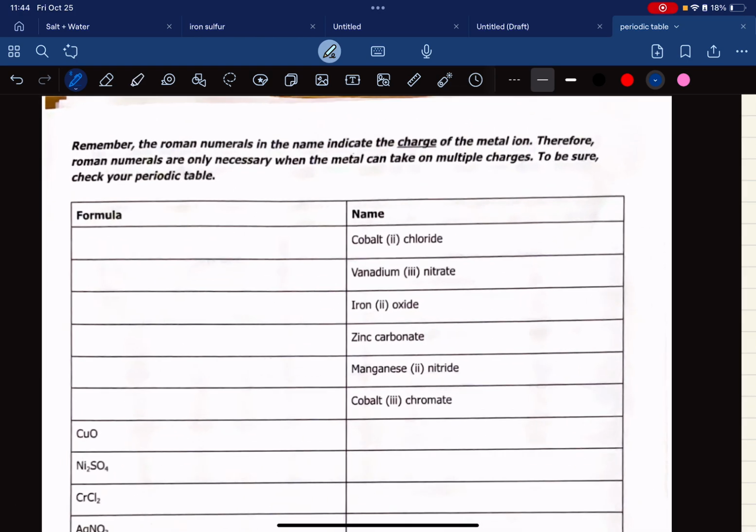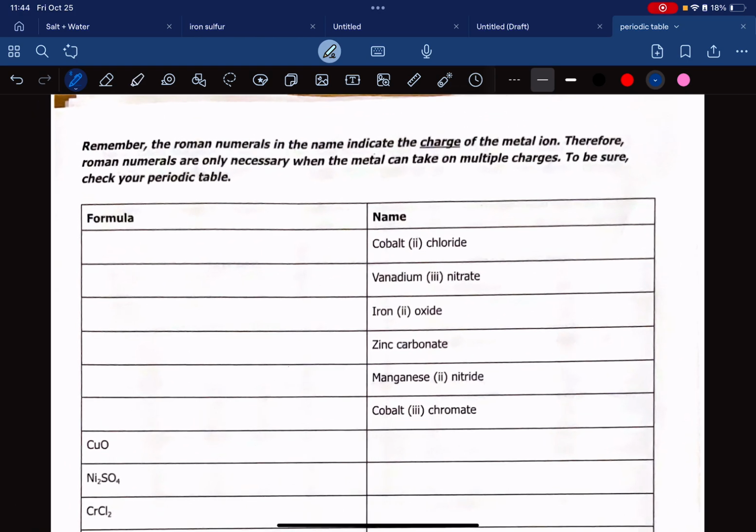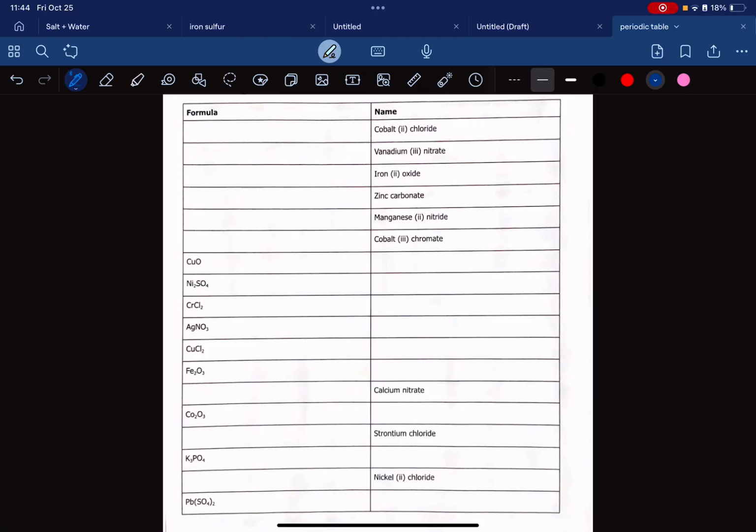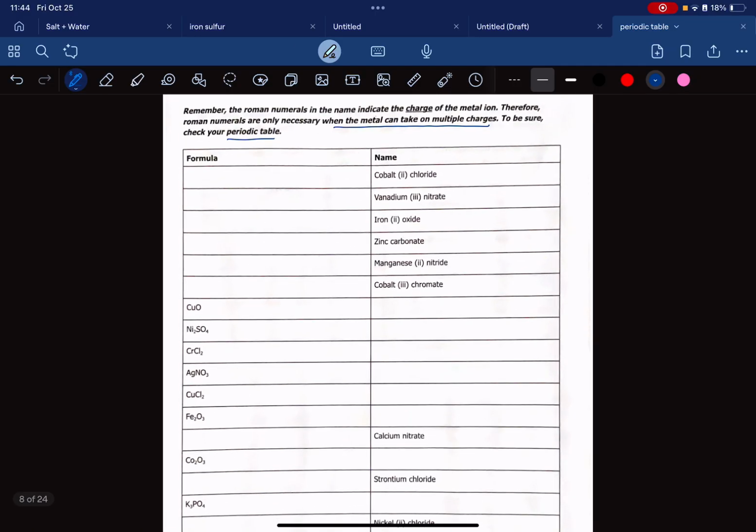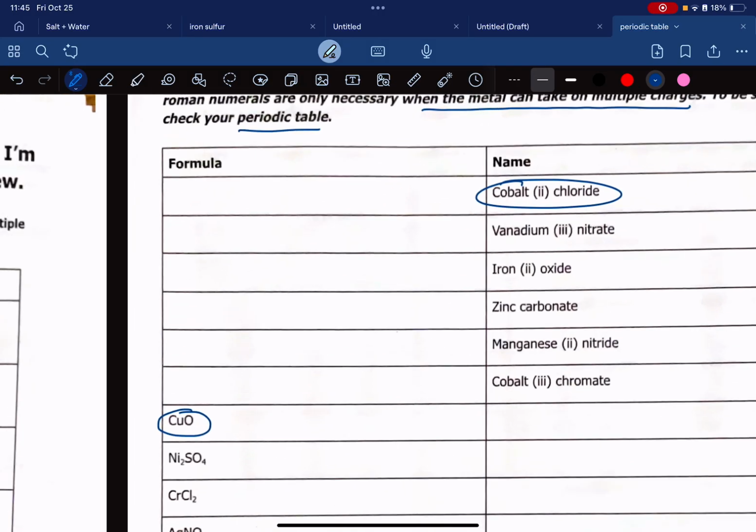Remember, the Roman numerals are only necessary when we're working with a metal that can take on multiple charges. And we know whether it can take on multiple charges by checking our periodic table. I'll do the first one with you here, and then I'm not going to do any more of these with you. Actually, I'll do this one, cobalt 2 chloride, and I'll also do CuO with you. And then I'm going to ask you guys to do the rest.